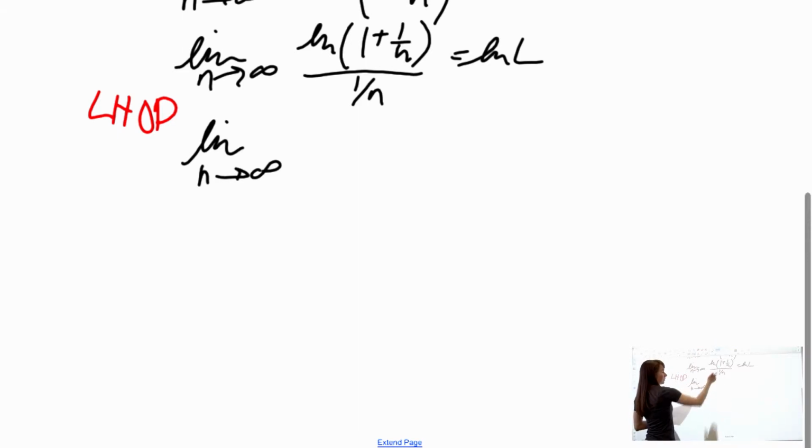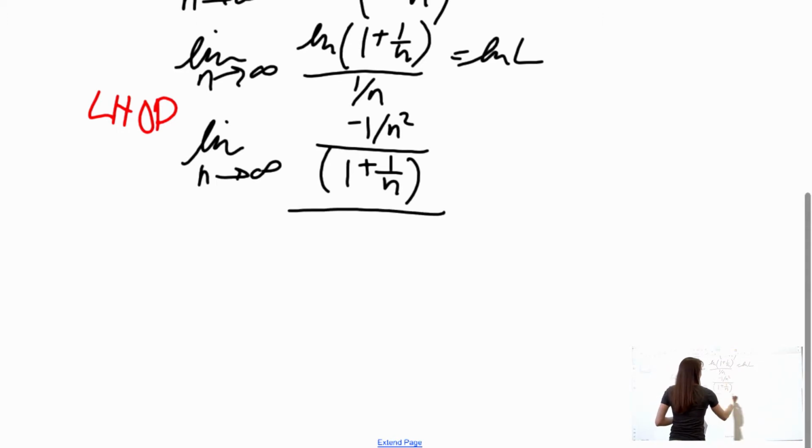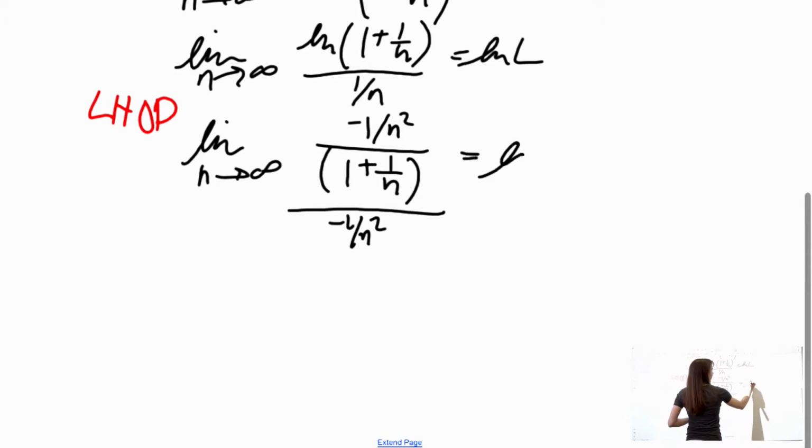So the derivative of this is 1 over 1 plus 1 over n times the derivative of the inside. It's a chain rule. So the derivative of 1 over n is negative 1 over n squared. And on the bottom, we also have negative 1 over n squared. This is still equal to the natural log of L.